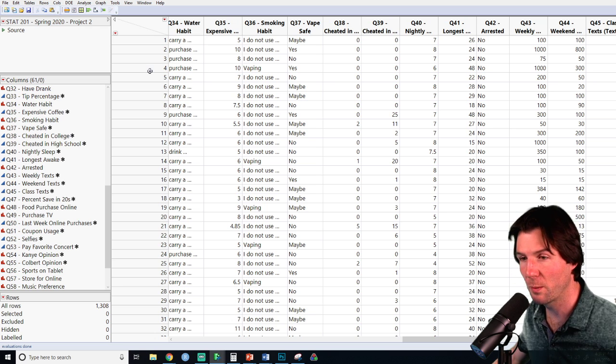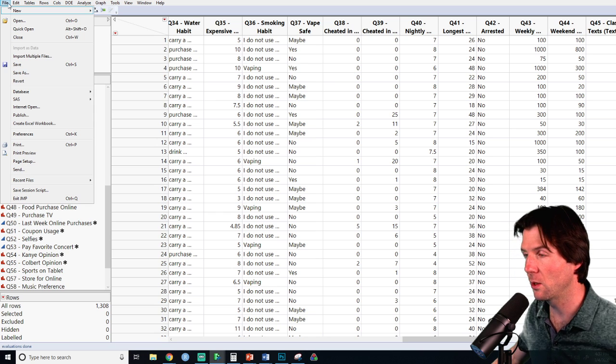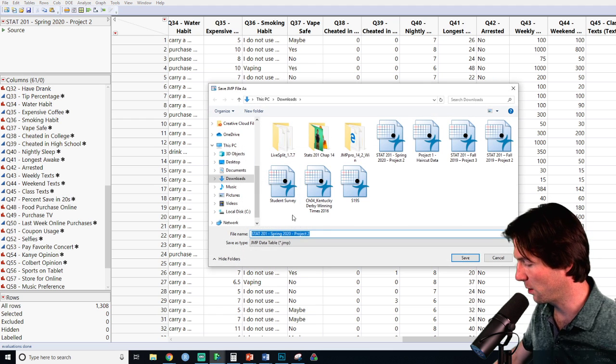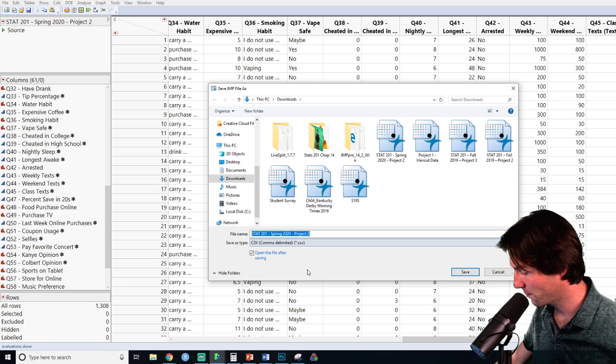So are you using a Mac or a PC? I don't know. You might see something different than me because on a Mac, you need to go to File, Export. On a PC, you can go to Save As, and you can just go here to CSV.